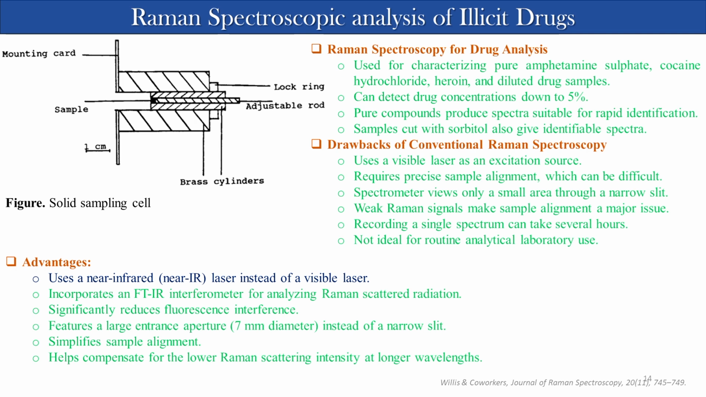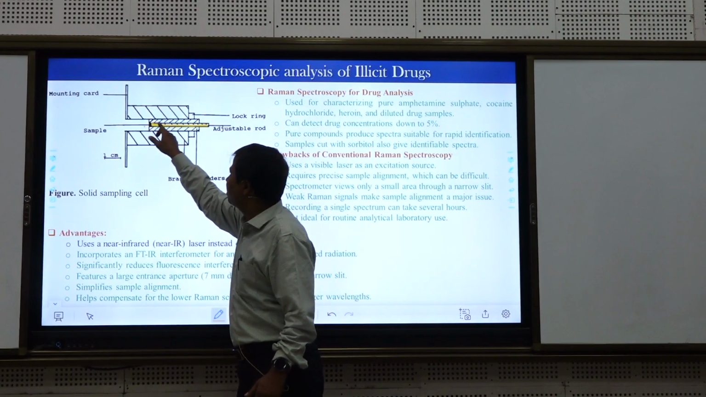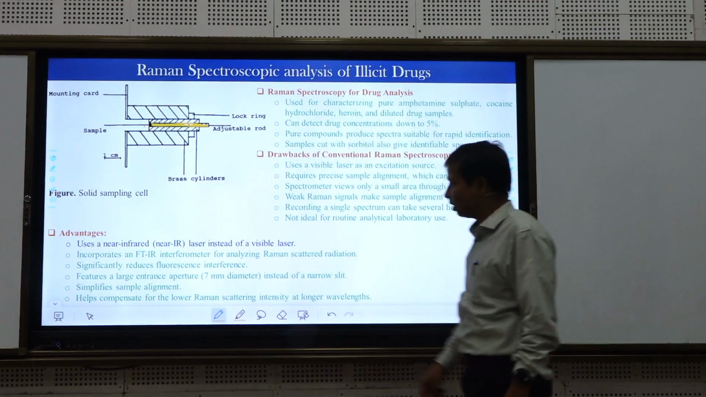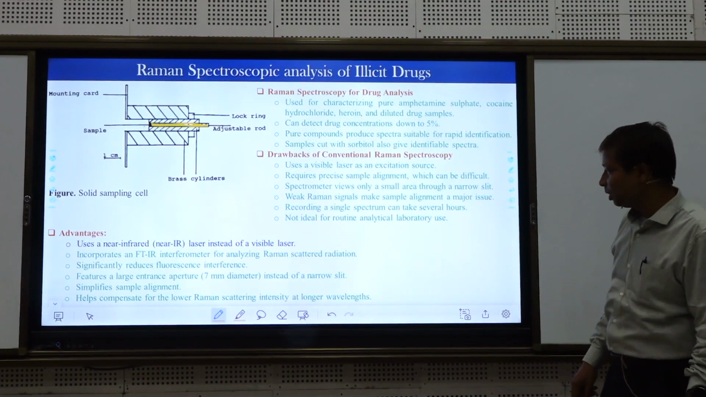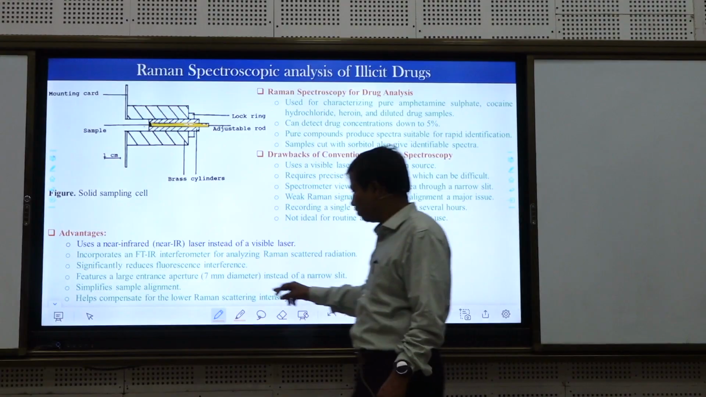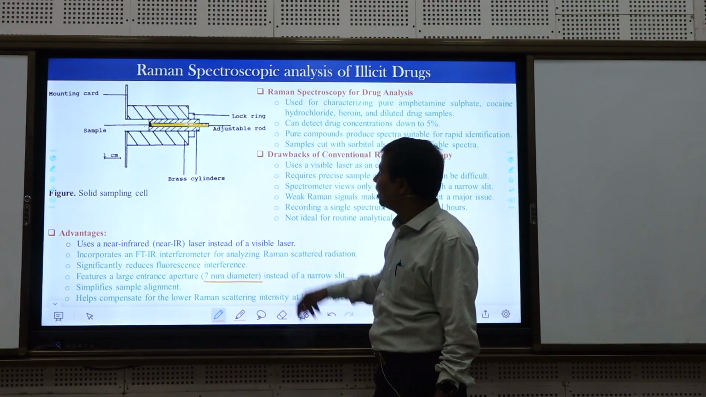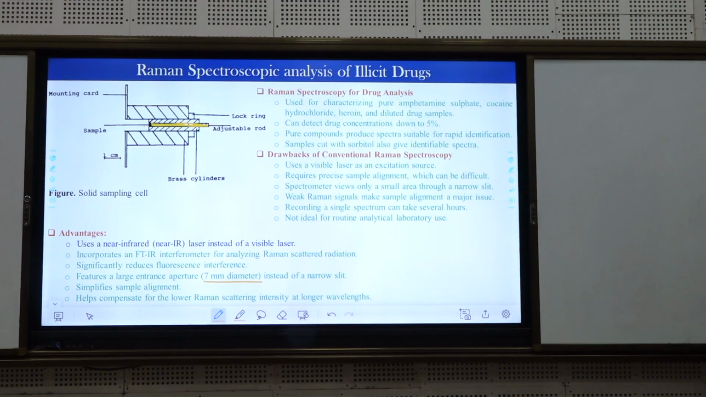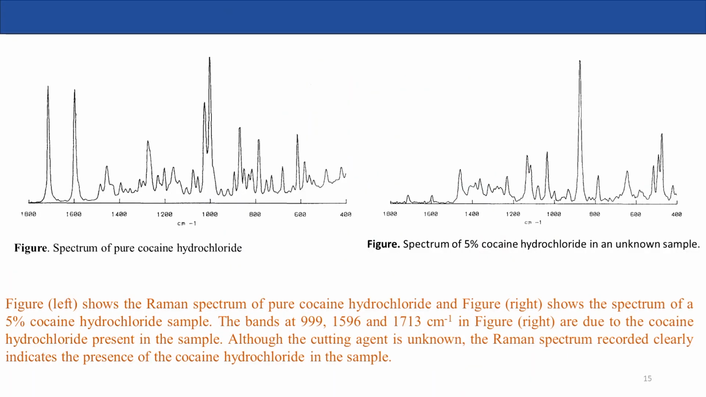So this is one technique where mainly the sample preparation is different. What they do is put the sample inside this tube, and it is a long tube, and then you measure the Raman spectrum. You see this entrance aperture is at 7 millimeter. Only the instrumentation is different, and this one is the spectrum.